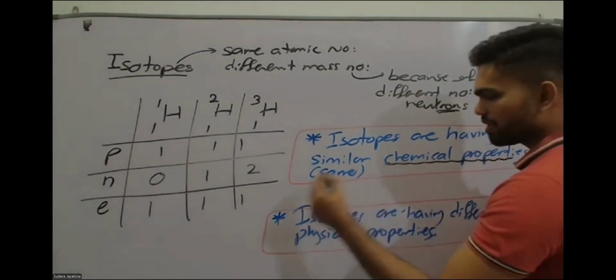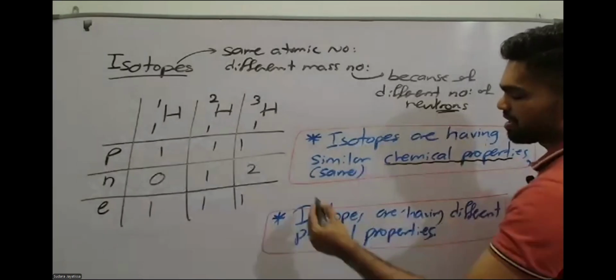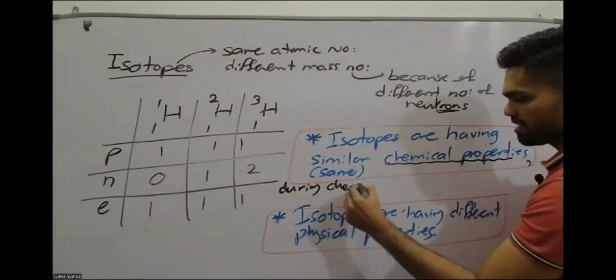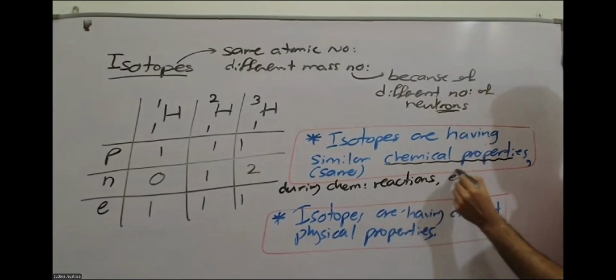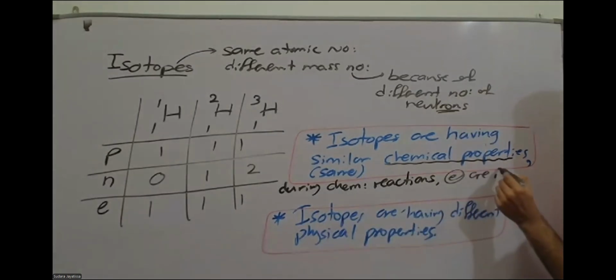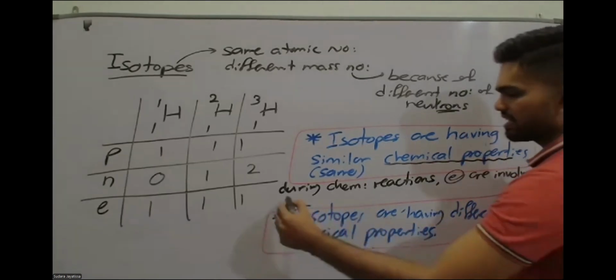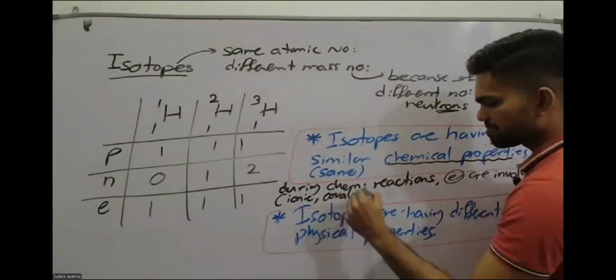Okay, so I'll write a small description, but I hope you get the real quick idea. Okay, so during chemical reactions, electrons are involved. We can write what? Ionic bonds and covalent bonds.